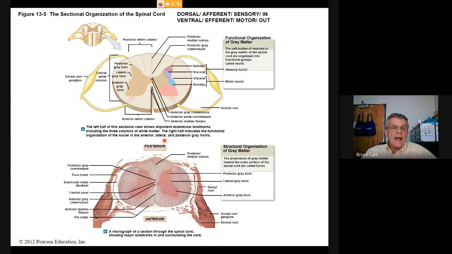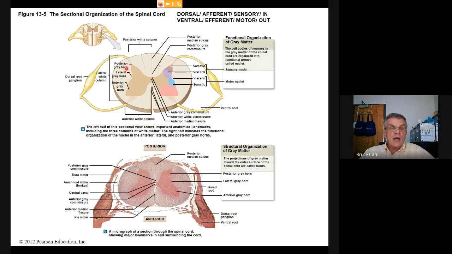So here we are back for the cross-section of the spinal cord, the gray matter and white matter, and we're going to break down the sensory and the motor signals into regions of gray matter. That's done over here on the right. Over here on the left, you'll notice the dorsal root ganglion to the posterior gray horn connection. Here is the lateral gray horn and the anterior gray horn.